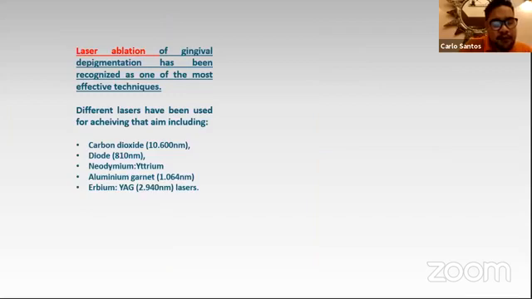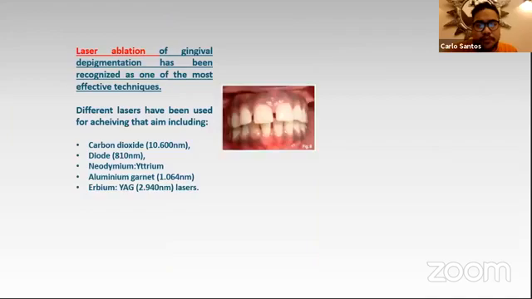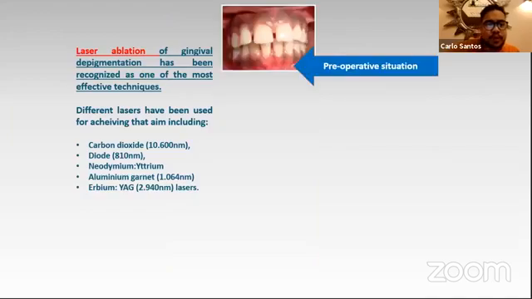I'd like to commend the previous speakers who discussed lasers. I think it's the future of dentistry. But I'm certain that most of us here, most of the general dentists, have no laser machine. But I'm going to show you that laser can also be used in depigmentation. I think this was discussed by the previous topic in lasers. So this is the preoperative situation.